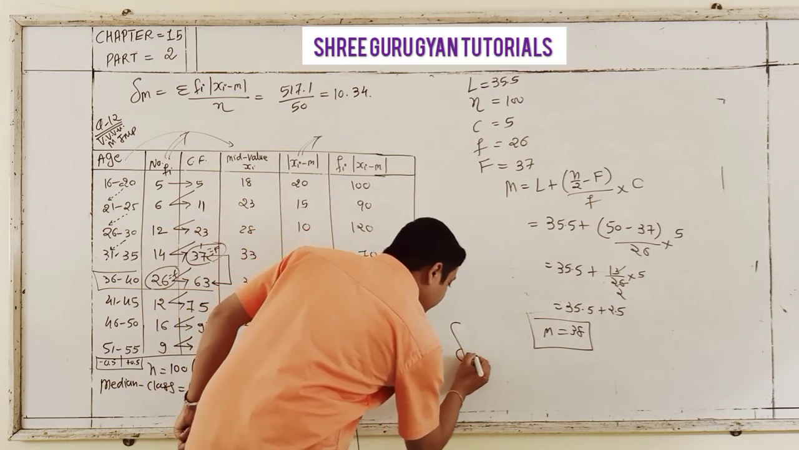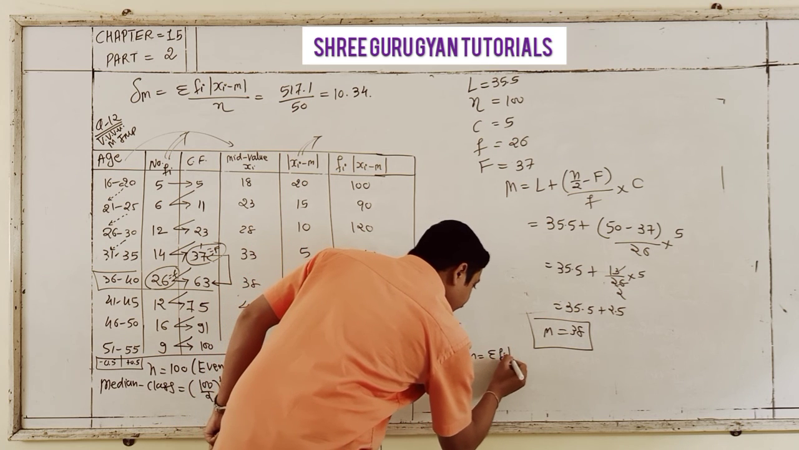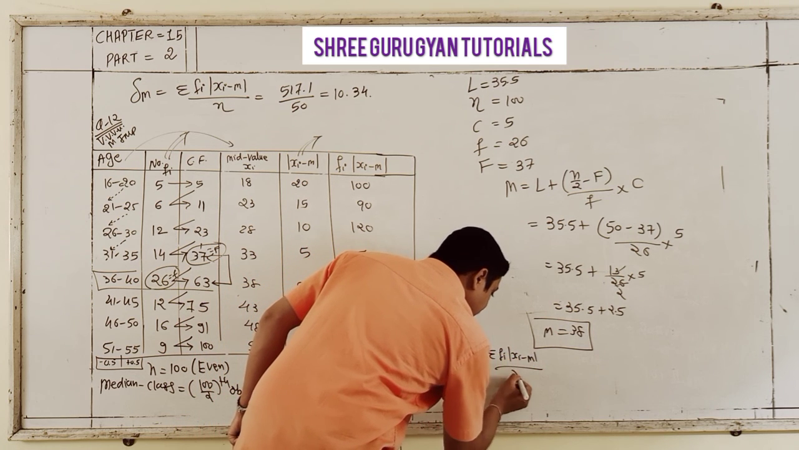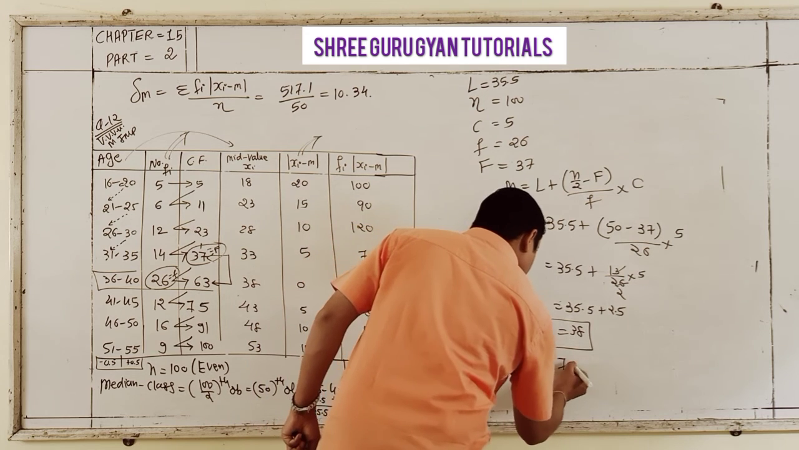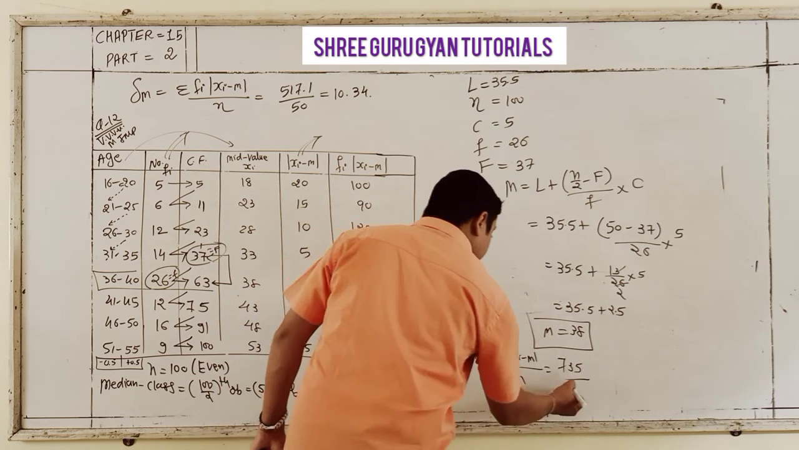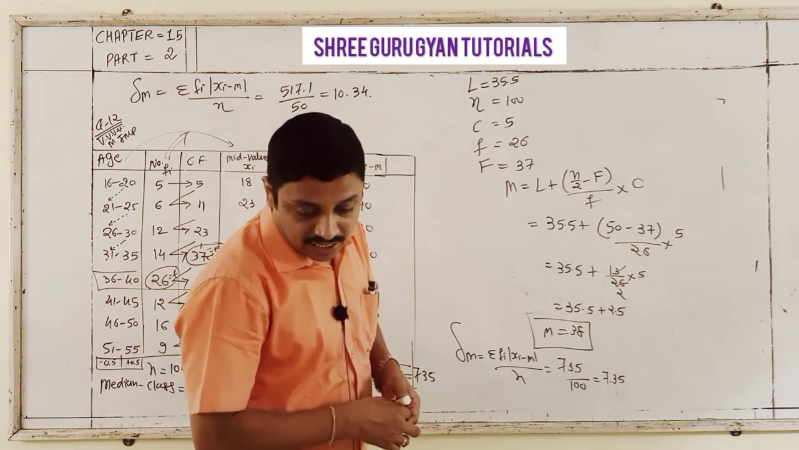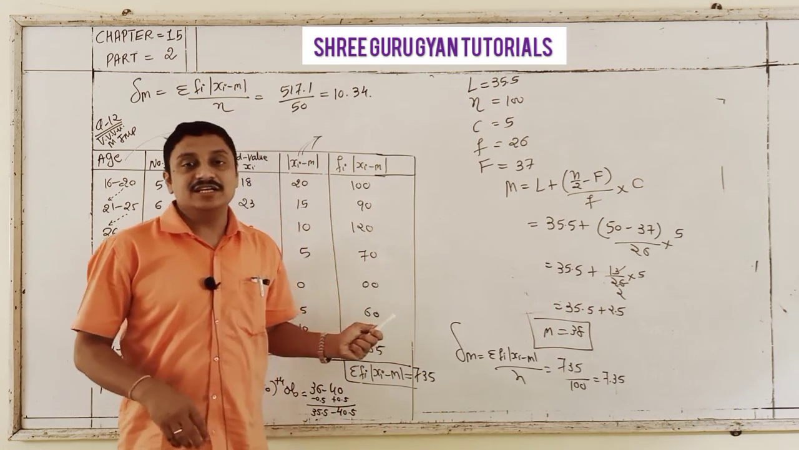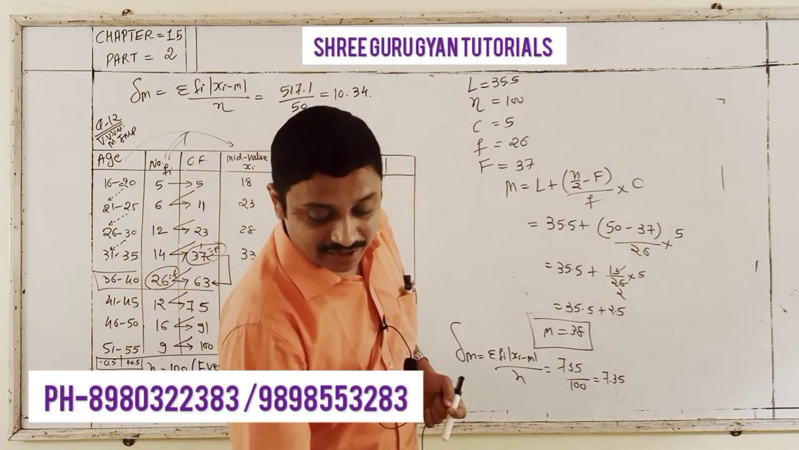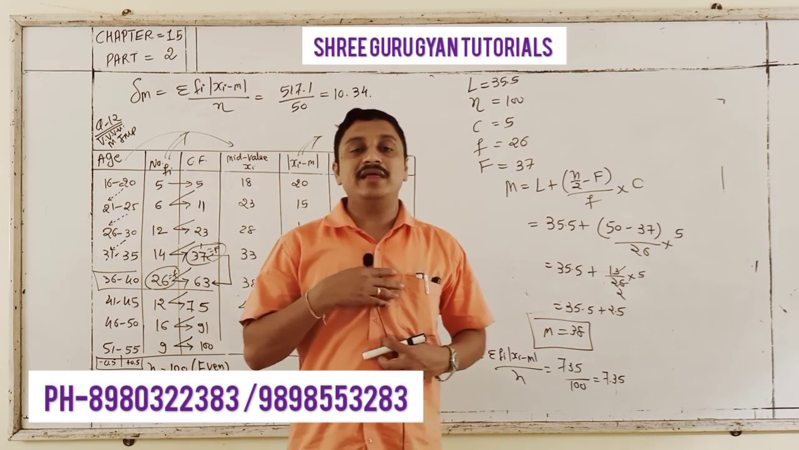Now final answer. So delta m is sigma fi |xi minus m| upon n, 735 by 100. Here, students, 7.35. You finally and easily get the answer. Students, this answer is done. Here our exercise is happily done for the average deviation about the median.